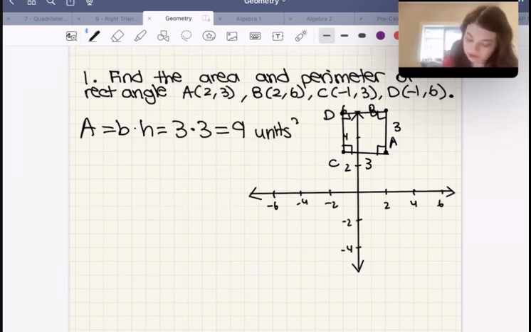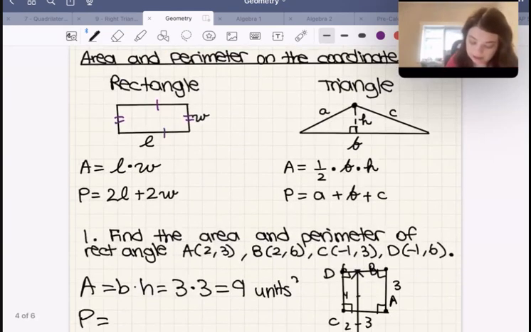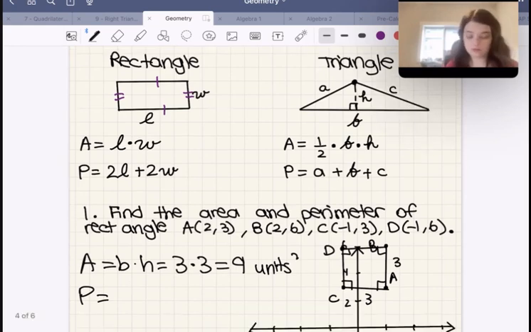9 square units. There we go. And then as for perimeter, perimeter is just all the distances all around. So 3 plus 3 plus 3 plus 3 is one way to do it, or 3 times 4. Or 2 lengths plus 2 widths is the one we have here, so I'll use that.